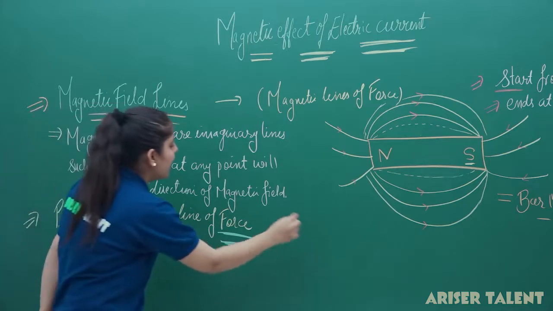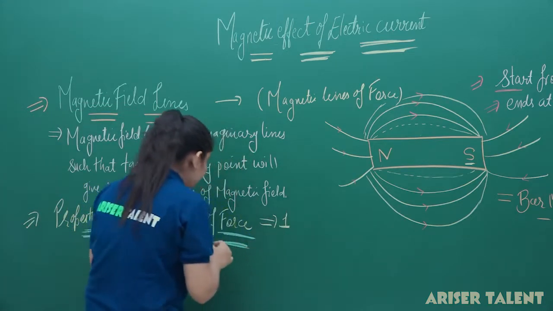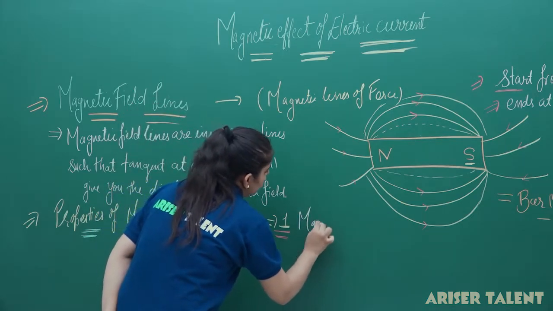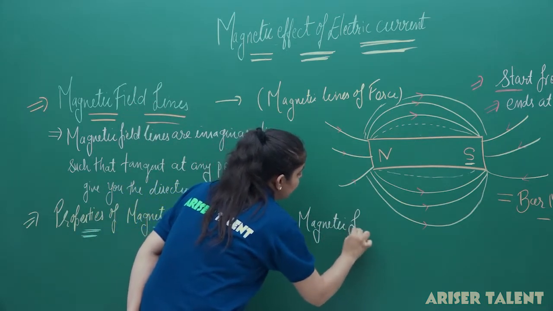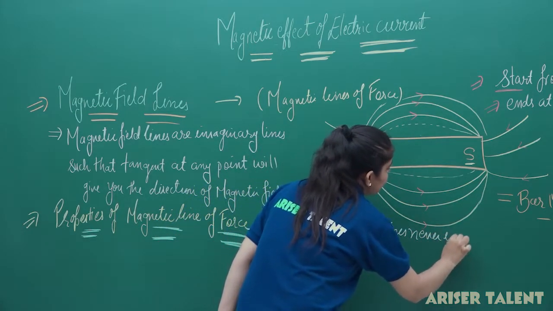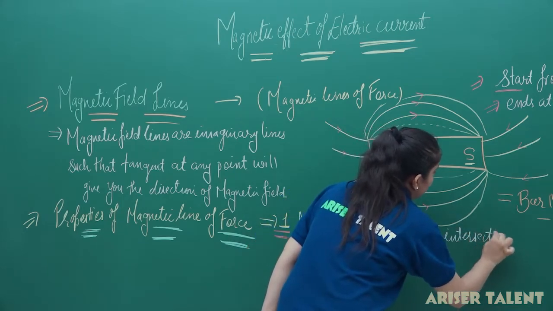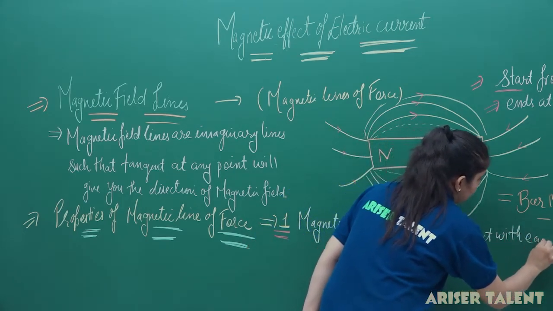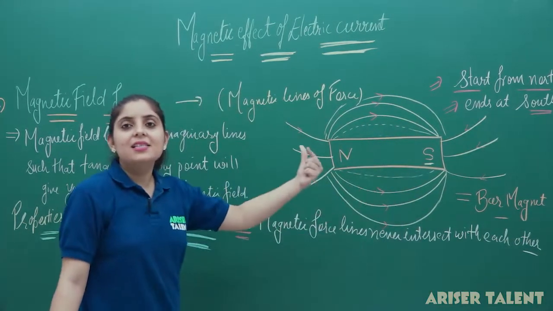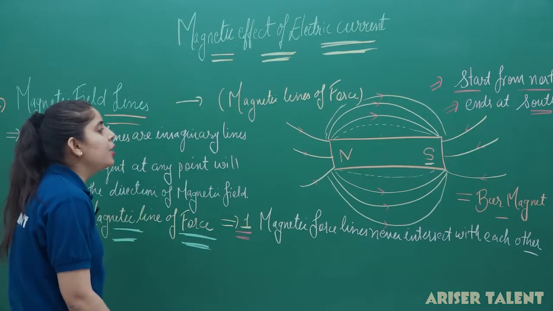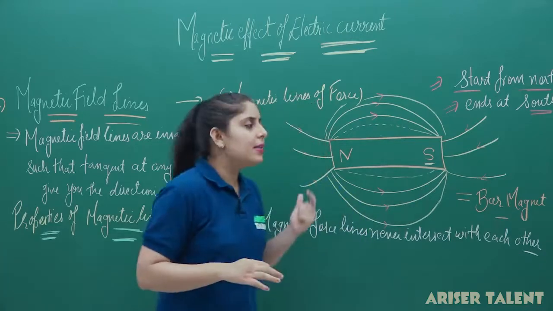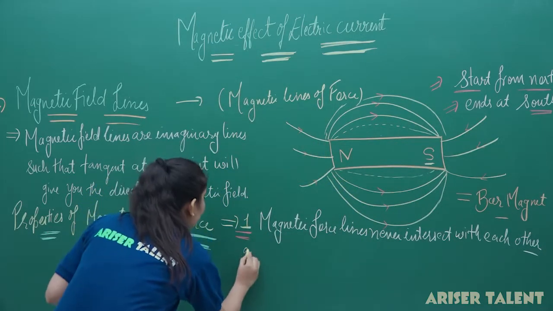So the first property I have is that the magnetic lines of force do not cross each other. It means magnetic force lines never intersect with each other. So the magnetic lines are not going to intersect with each other, and you will also get the magnetic lines of force in a curved manner. You will always get a curve there. So these are actually the lines of curves we have.